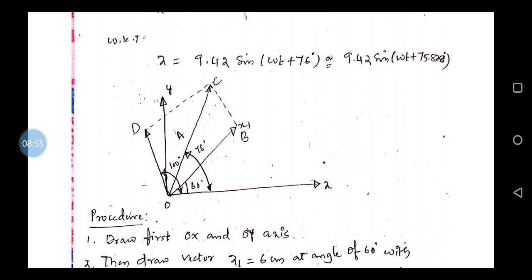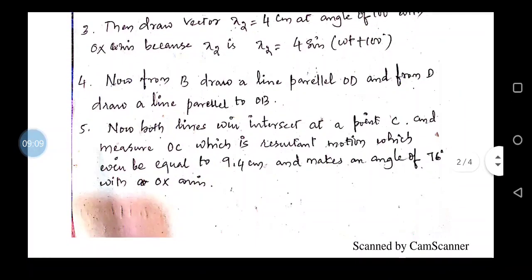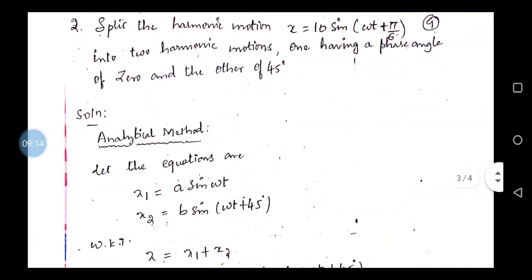Now draw a line from O to C and measure the angle. It will be 76 degrees, and with the help of a scale, measure the length OC. It will be exactly equal to 9.42. So this completes the first problem on addition of harmonic motions.